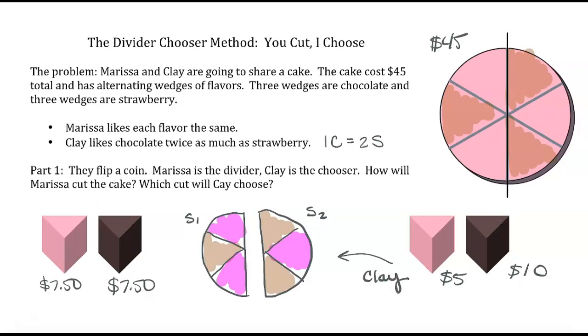Based on Clay's value system, this is worth $10 plus $5 plus another $10 for a total of $25. This means he's gotten more than his fair share, or more than 50% of the total value of the cake. S1 in Clay's eyes is only worth $20, which would be less than half. So with S1 being worth $22.50 to Marissa, and S2 being worth $25 to Clay, this is considered a fair division. Each player received at least 50% of the total value of the cake.